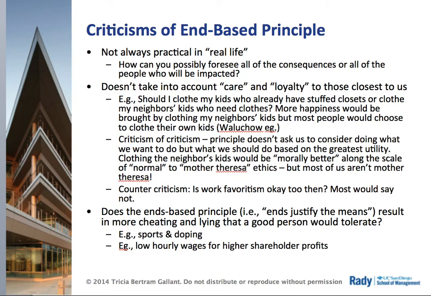A final criticism of the ends-based principle is: is it saying that the ends justify the means? And if so, does that result in more cheating and lying than a good person would actually tolerate? For example, we've seen this in the sports doping scandals. We've been putting up with doping because we actually like to see hitters hit further and runners run faster. But is this really the kind of cheating and lying that we are willing to tolerate?